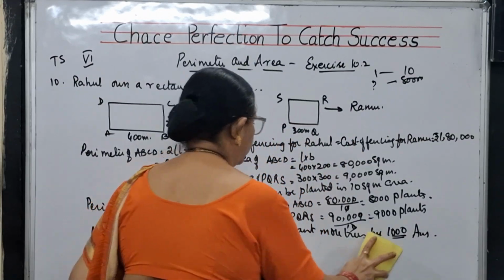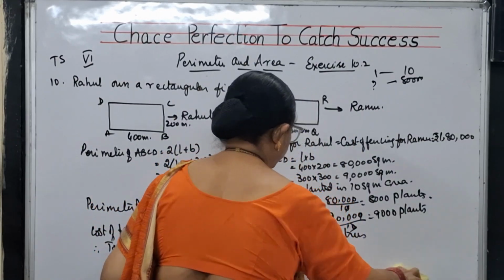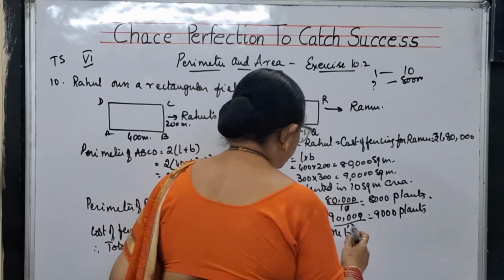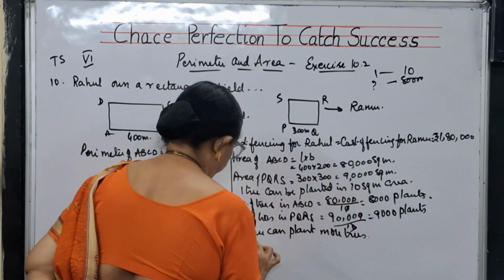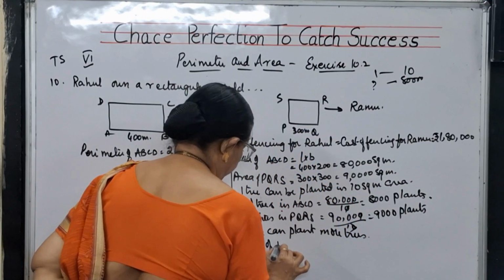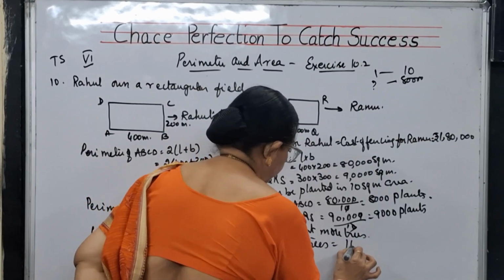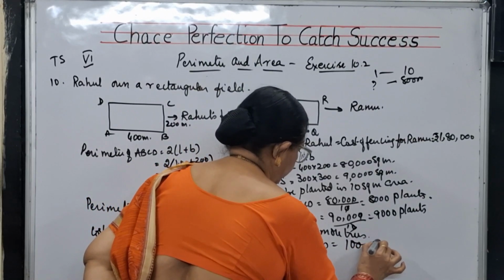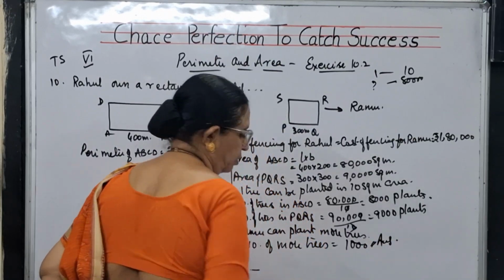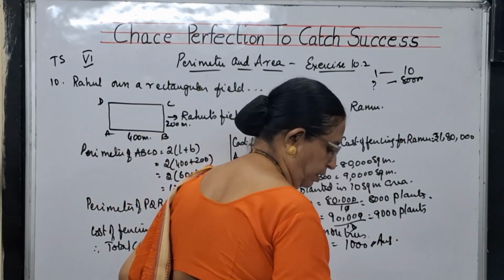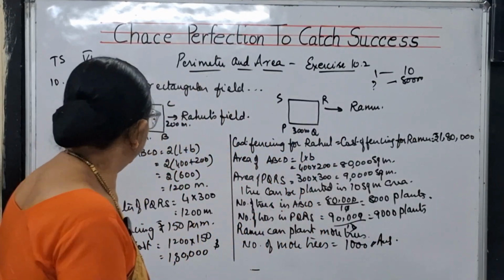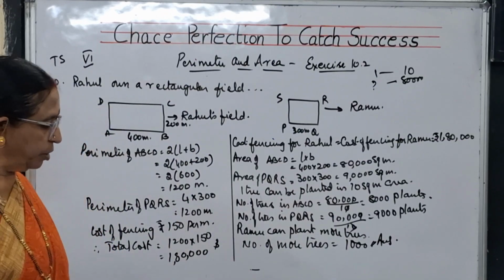Or you can even say, you can write it here as Ramu can plant more trees. So number of more trees is equal to 1,000. Even in this way, you can write the answer children, whichever you feel easy. So please go through it. It is 10th problem children.